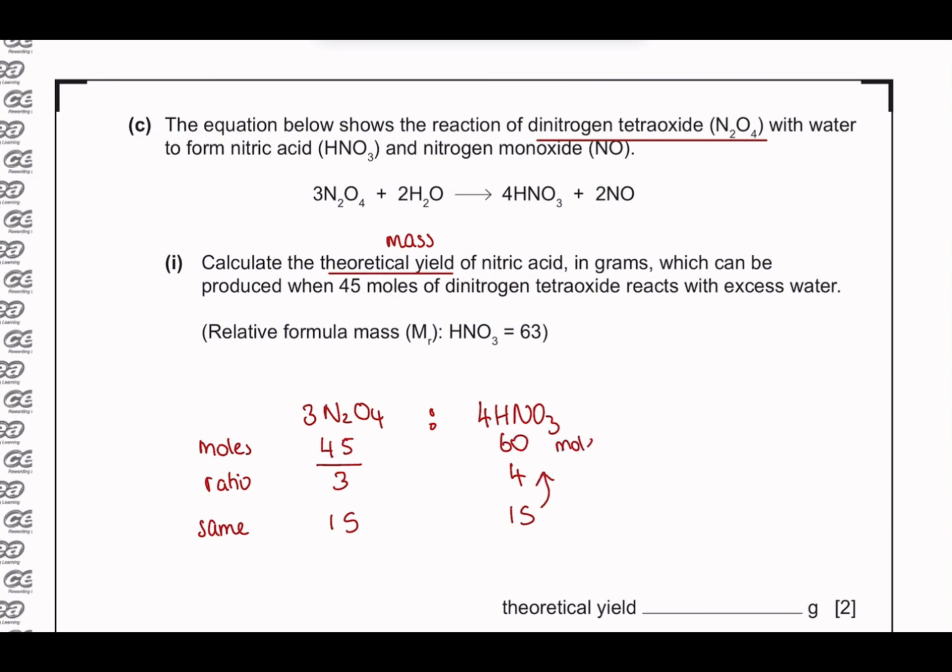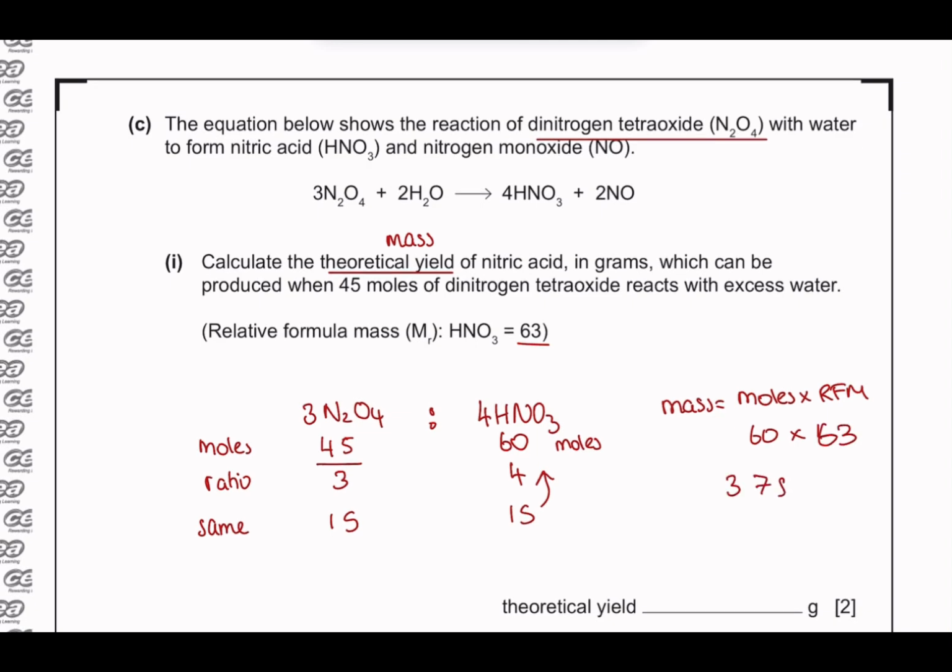And then to work out your mass, what you will do is mass equals moles times RFM. They've already told you the RFM is 63 there. So it's going to be 60 times 63, which gives you a total of 3780.